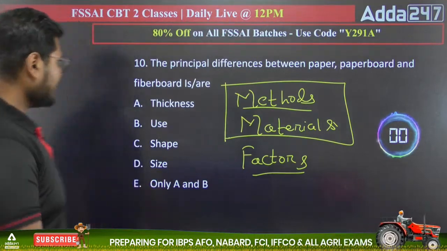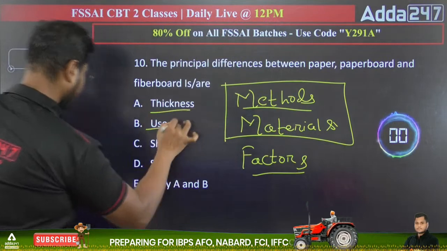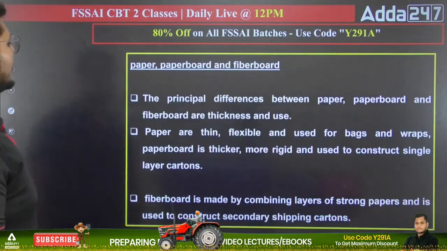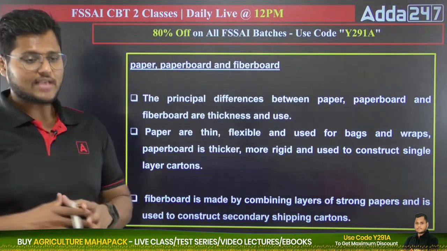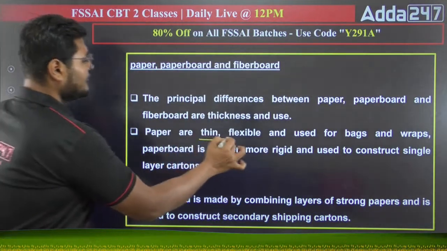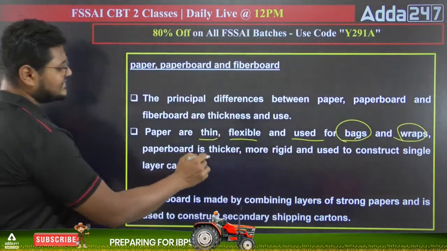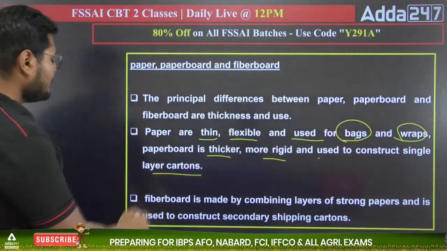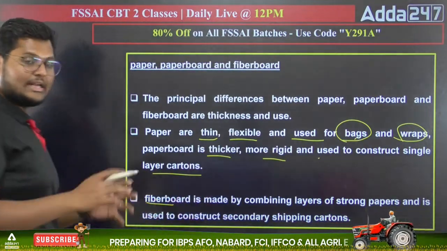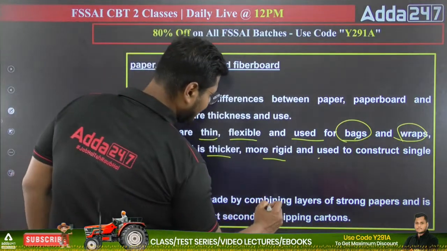Okay, so option E, only A and B. Very good. Thickness and use. The principal difference between paper, paperboard and fiberboard are thickness and use. Paper is thin, flexible and used for bags and wraps. Paperboard is thicker, more rigid and used to construct single layer cartons. Fiberboard is made by combining layers of strong papers and is used to construct secondary shipping cartons.